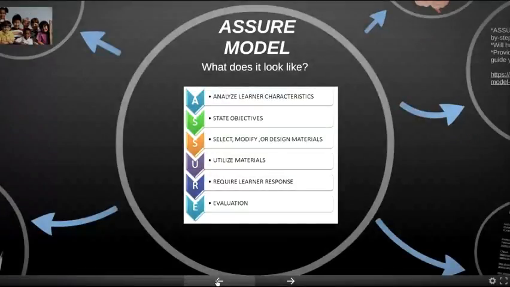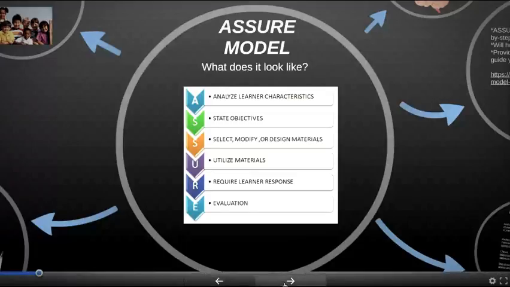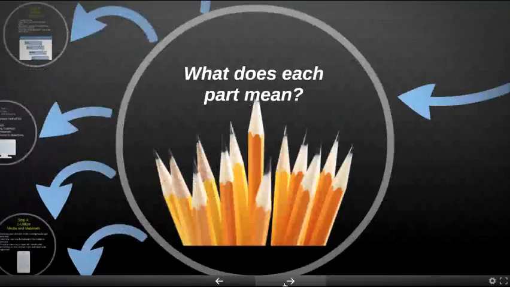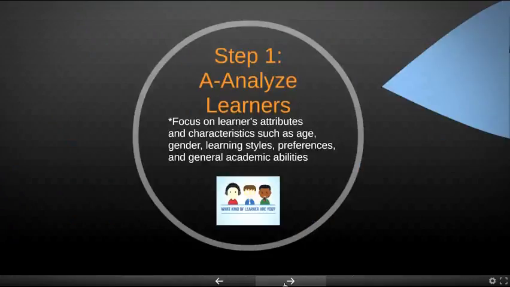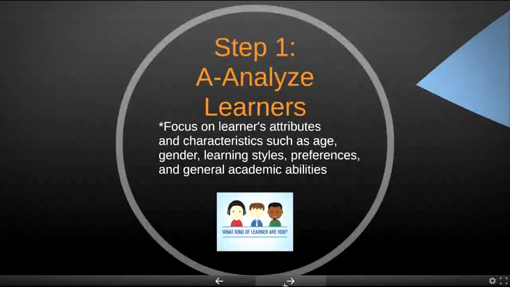To understand the model, you must understand the importance and purpose for each step in order to make your lessons effective. So now we're going to look at each step. In the first step, A, analyze learners, you should focus on each of the learners' attributes and their characteristics as learners. Through good analysis, you'll be able to make decisions throughout the process of the model.